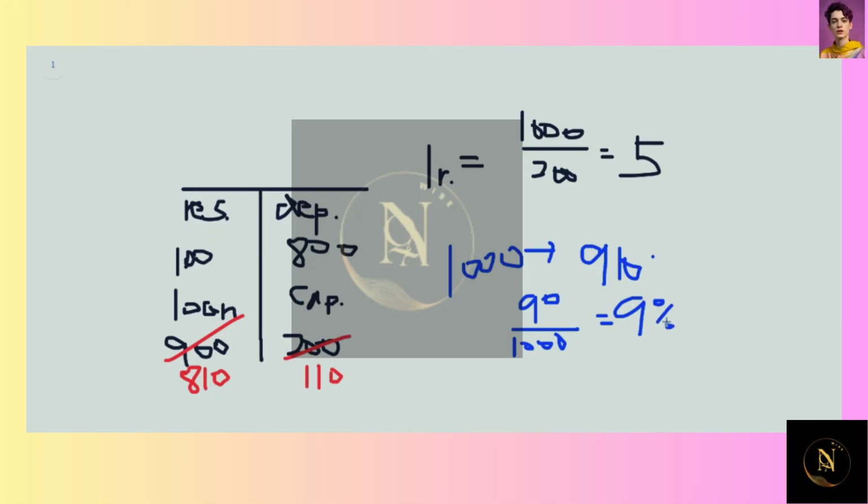While in capital, it used to be 200, and now it is 110. So the change in ratio is really huge because it is 90 out of 200, which is 45%. So which one is larger?